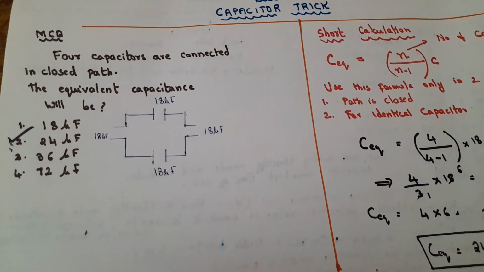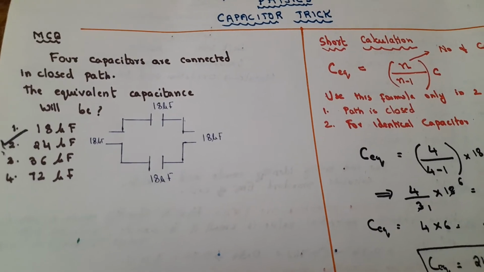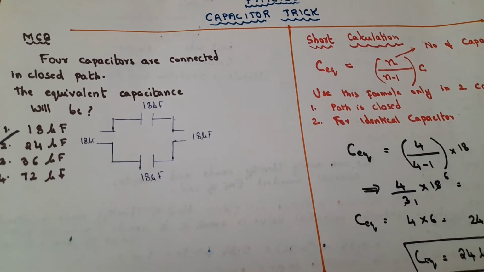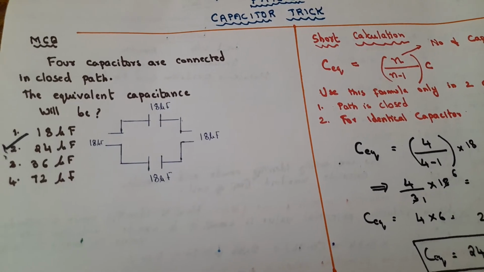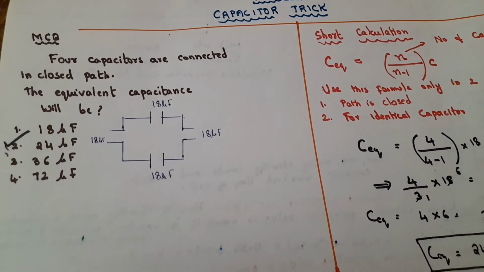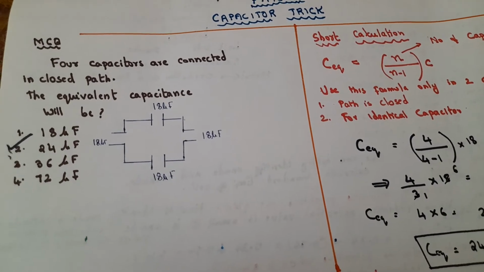Here itself you can see that the options vary widely. See, 18, 24, 36, 72. If you round off a small decimal number, that wouldn't make much of a difference for the answer unless the option values are very close to each other. So that is an important point all of you should remember.